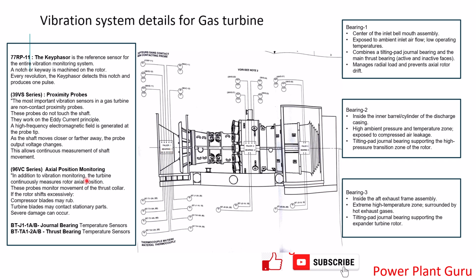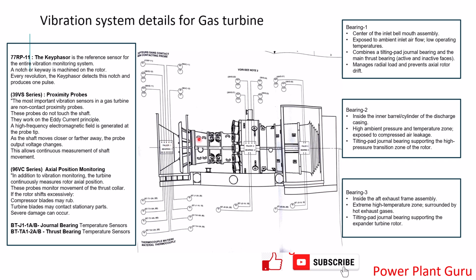In addition to vibration monitoring, the turbine continuously measures the rotor axial position. This probe monitors movement of the thrust collar. So here is a thrust collar, and on either side there is an active and inactive pad of the bearing, and then it will understand how your thrust collar is moving.